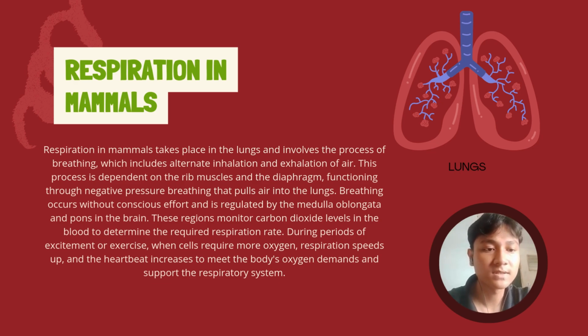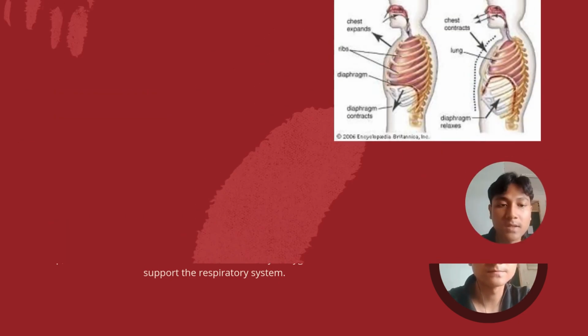This region monitors carbon dioxide level in the blood to determine the required respiration rate. During periods of excitement or exercise, when cells require more oxygen, respiration speeds up and the heartbeat increases to meet the body's oxygen demand and support the respiratory system.